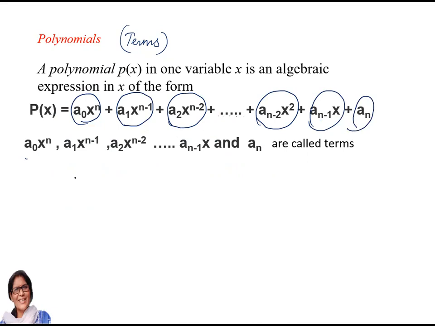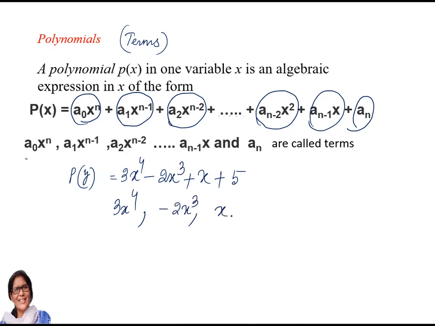Each is a term. For example, I am taking another example. p(y) equals 3x to the power 4 minus 2x cube plus x plus 5. What are the terms? 3x to the 4 is a term, minus 2x cube is another term, x is another term, 5 is another term. So there are 4 terms here. These are called terms. But don't ignore the sign before the term, that will be included in the term only.